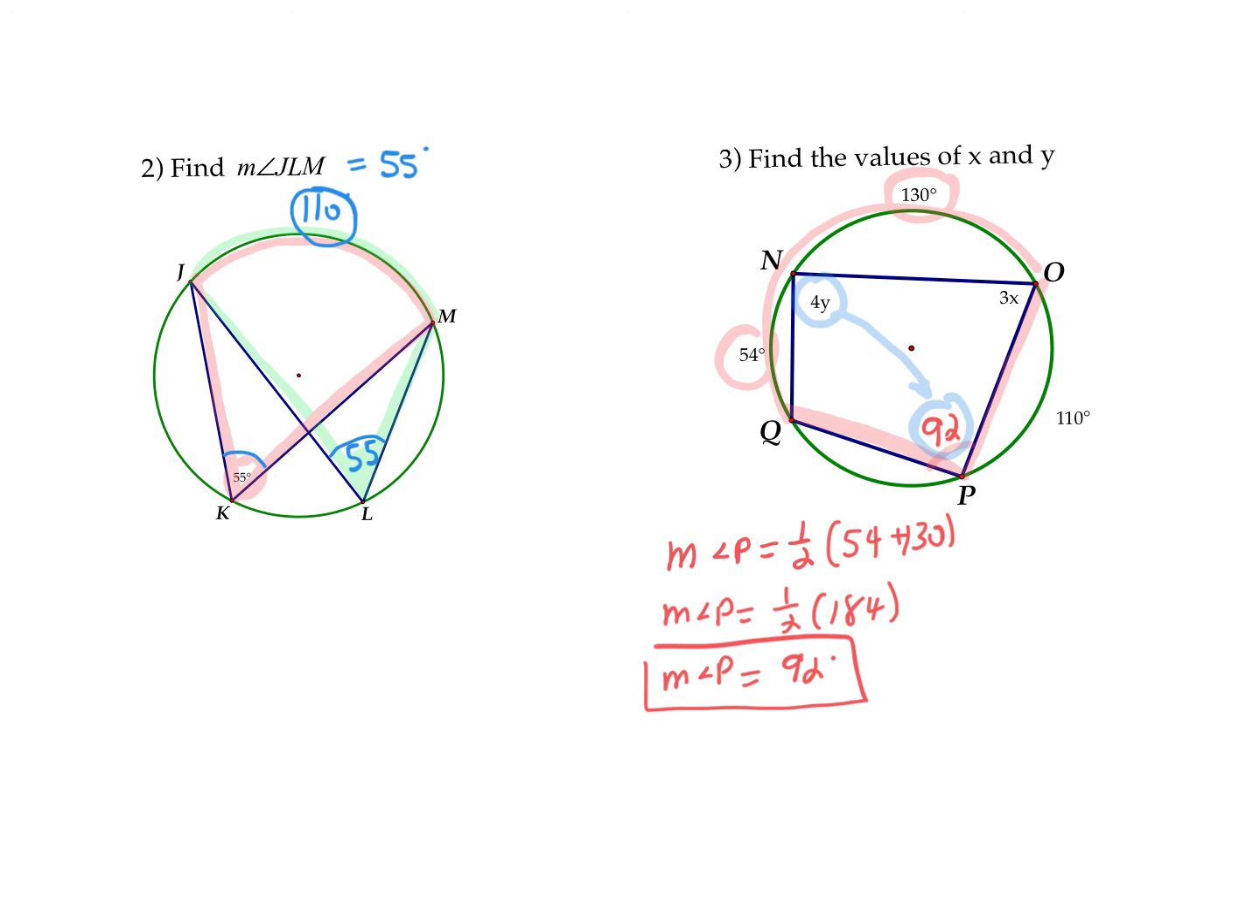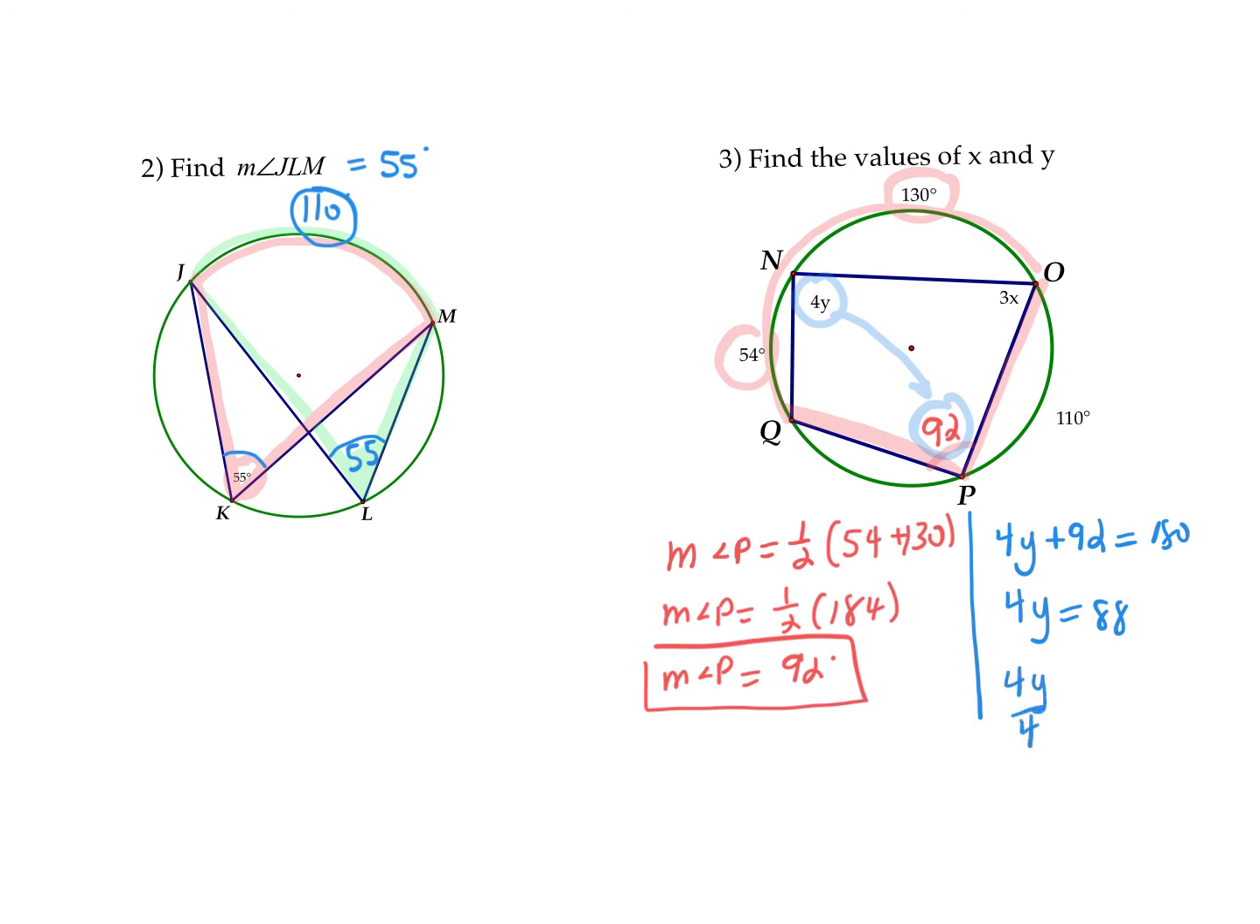So we're using our quadrilateral theorem. So opposite angles of a quadrilateral inscribed inside of a circle are supplementary. So 4y plus 92 equals 180. 4y would then be equal to 88. And then divide by 4. And we end up with y is equal to 22.